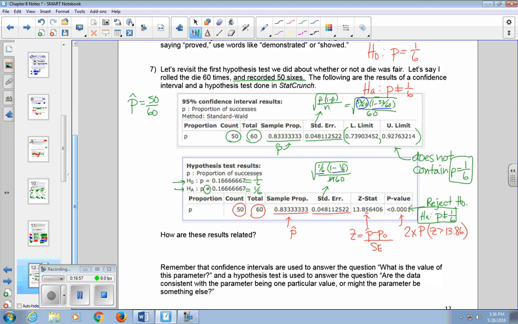All right, so last thing here, remember that confidence intervals are used to answer the question, what is the value of the parameter? And a hypothesis test is used to answer the question, are the data consistent with the parameter being one particular value, or might the parameter be something else?